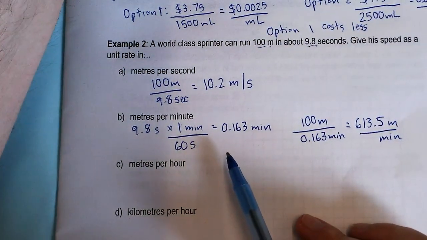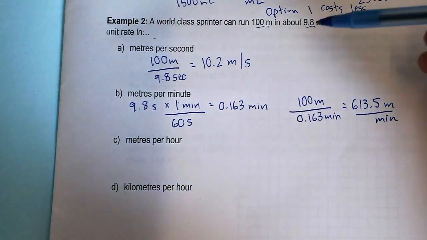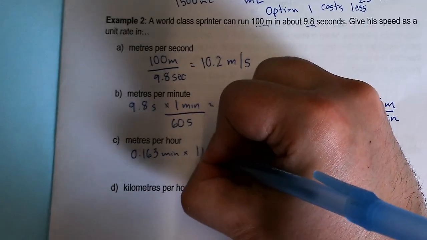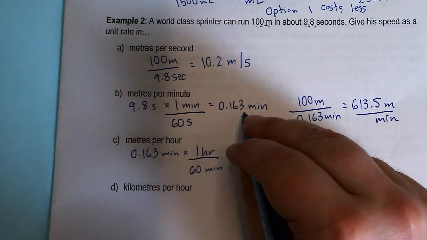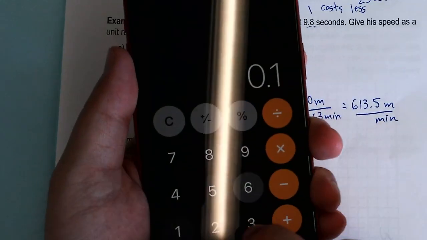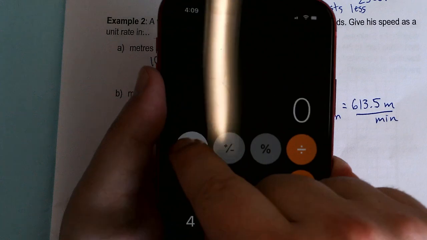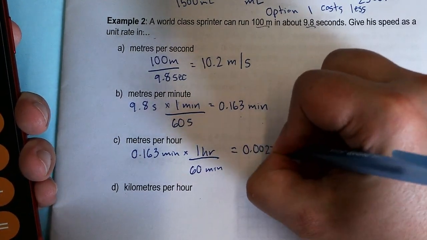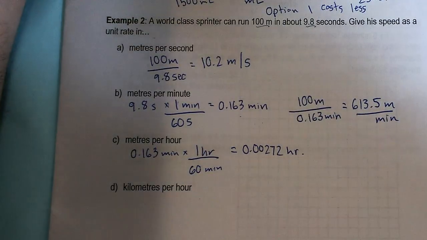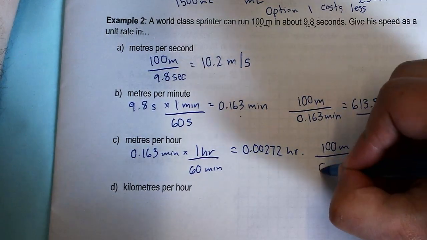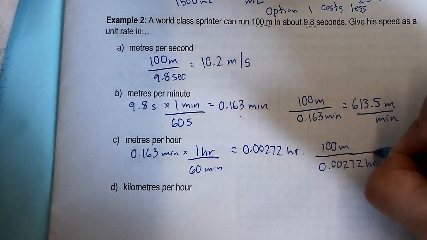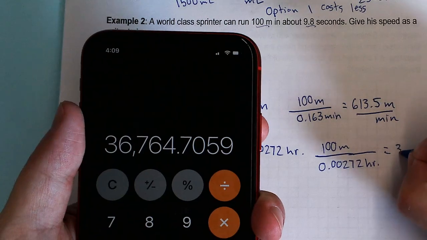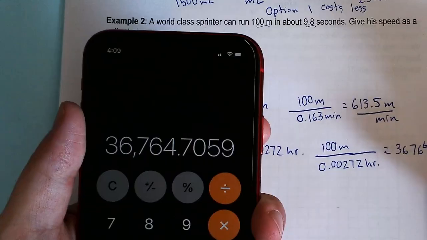Okay, if we look at the next one, meters per hour, again, we don't know how many hours 9.8 seconds is, but if we just take our minute amount, and again, there are 60 minutes in 1 hour, so we're going to divide our 0.163 by 60. 0.163 divided by 60 is 0.00272, and that's hours. And now we're going to do 100 divided by this 0.00272, and we get 36,764.7 meters ran in an hour.